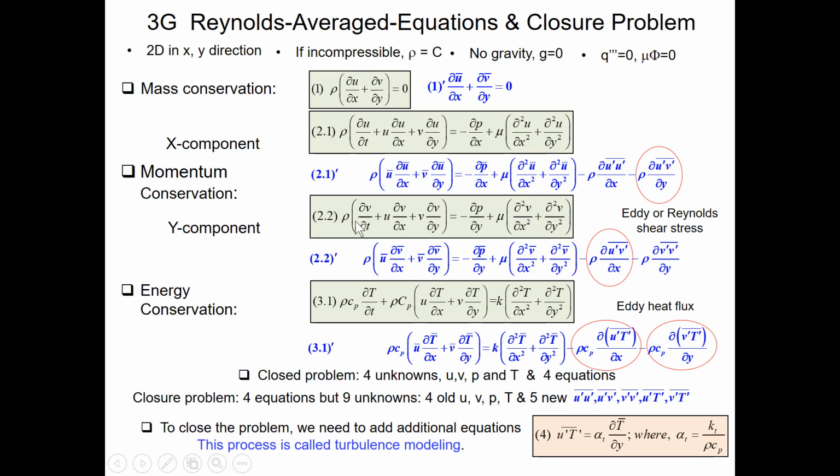So the green color equations represent the original ones. The blue color equations represent the averaged ones. By comparison, we noticed that all the averaged equations dropped the time-dependent term. But due to the nonlinear term, they created new variables: 1, 2, 3, 4, 5.